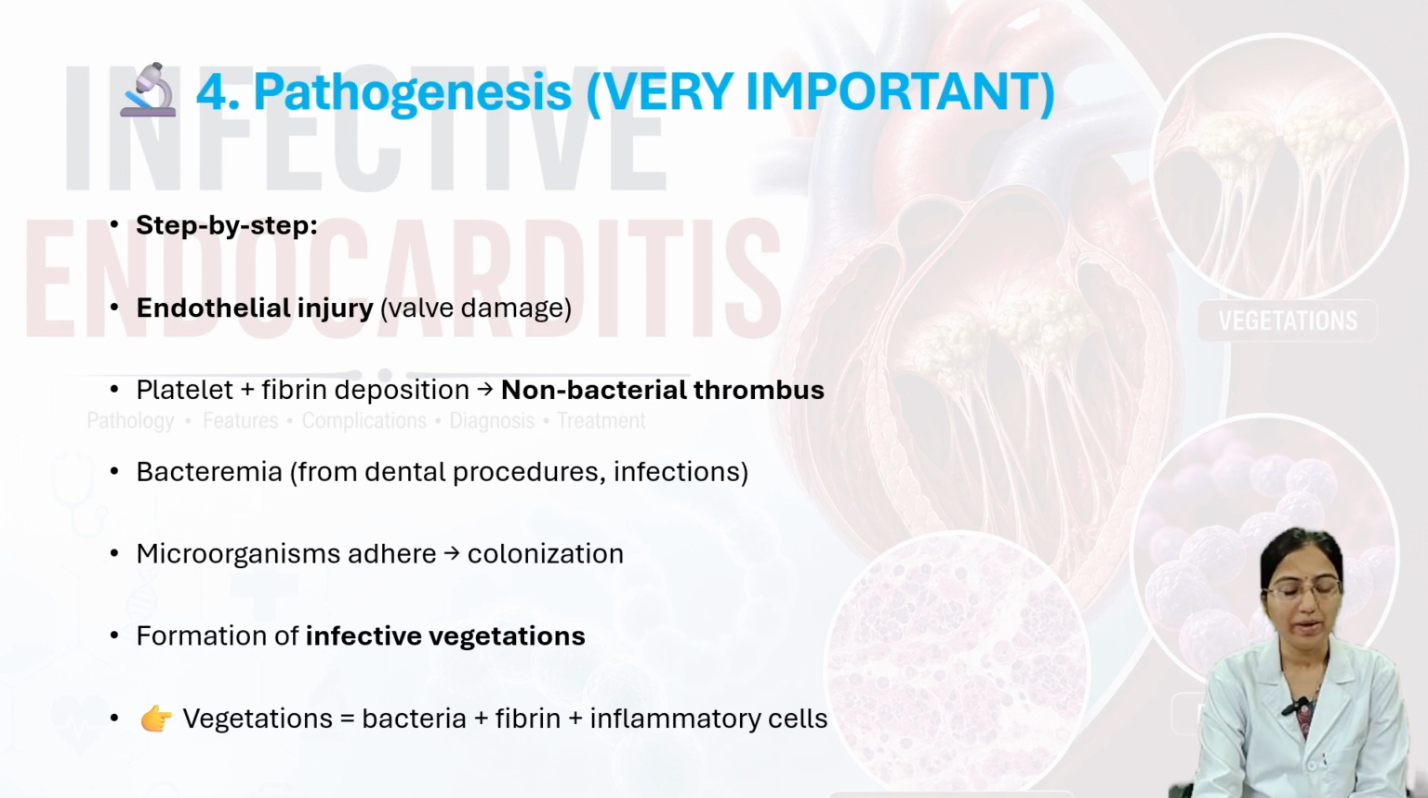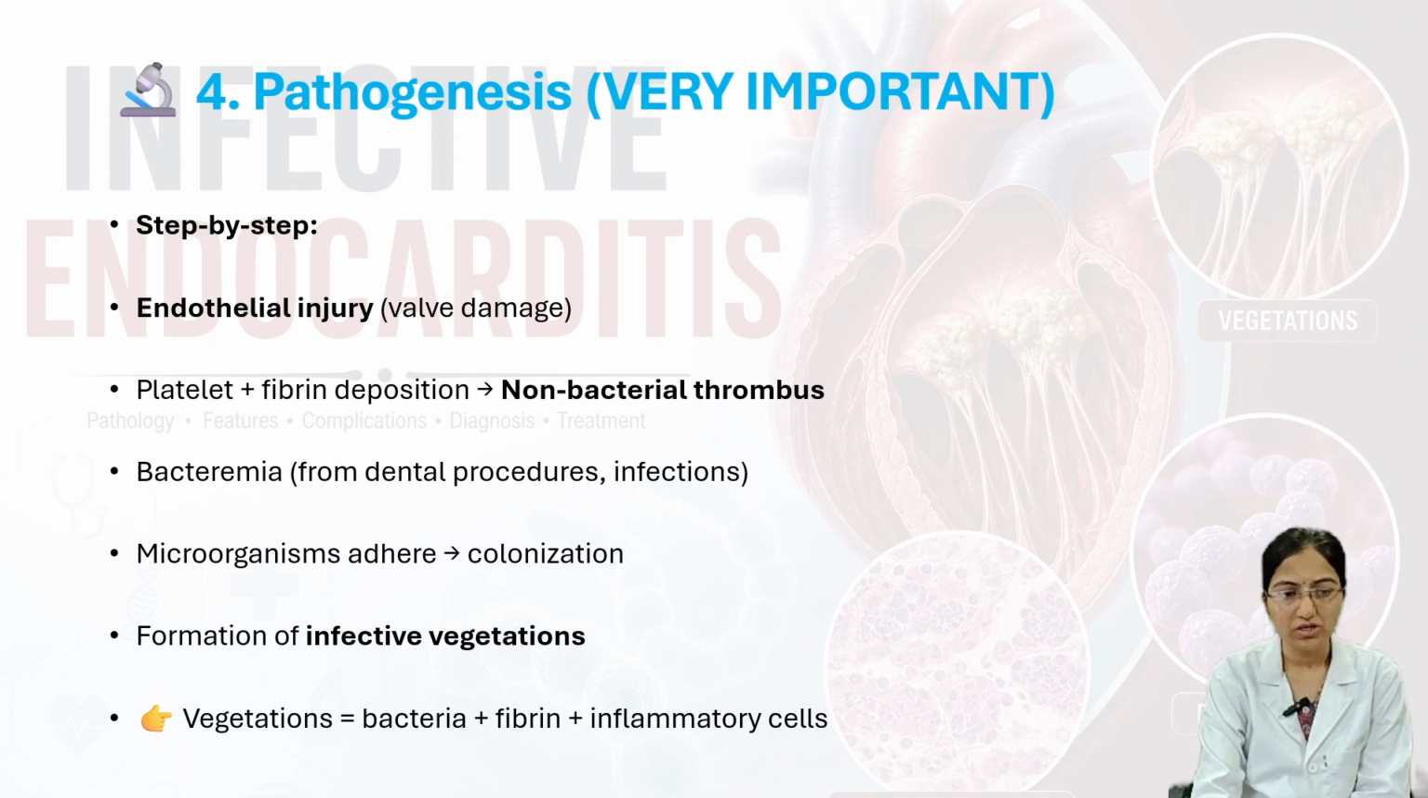Next we'll see the pathogenesis, the most important part of this topic. We'll see it step by step. First we can see valve damage, that is nothing but endothelial injury. After that it leads to platelet and fibrin deposition, that is a non-bacterial thrombus. After that it leads to bacteremia, that is bacteria in the blood circulation, from dental procedures or from infections.